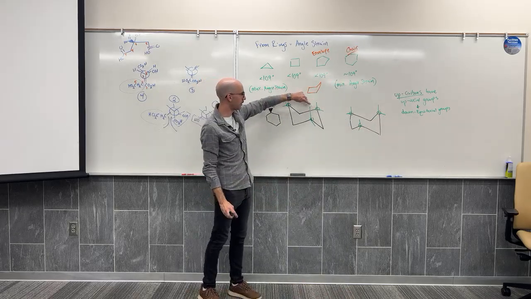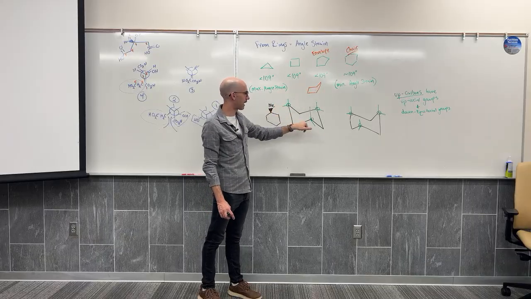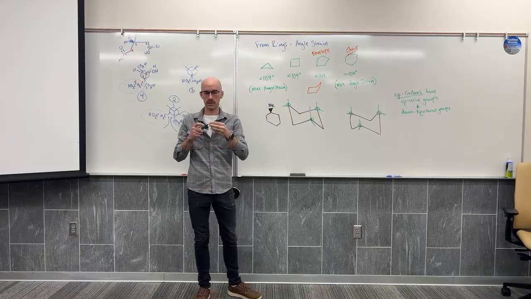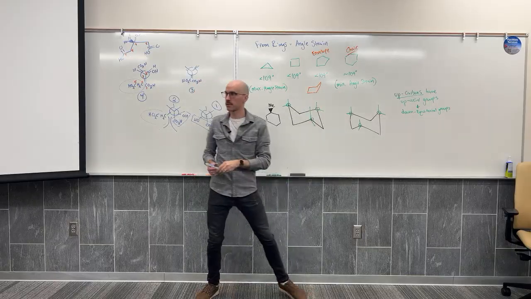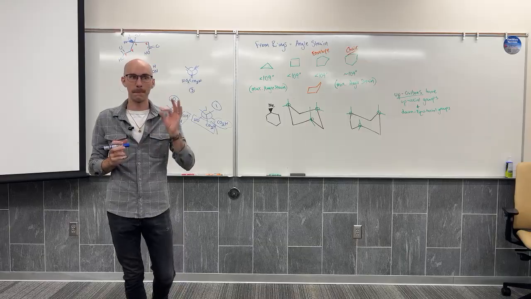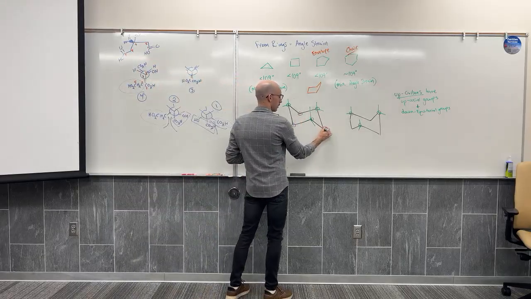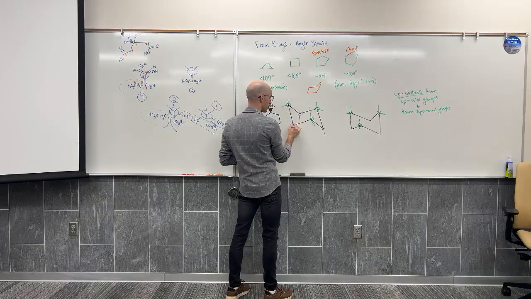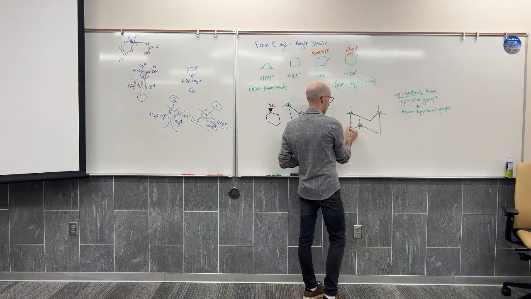Up equatorial, up axial, and down equatorial. And what about our down carbons? Down axial and then up equatorial. Perfect. 3 down carbons, down axial on each, and up equatorial on each.